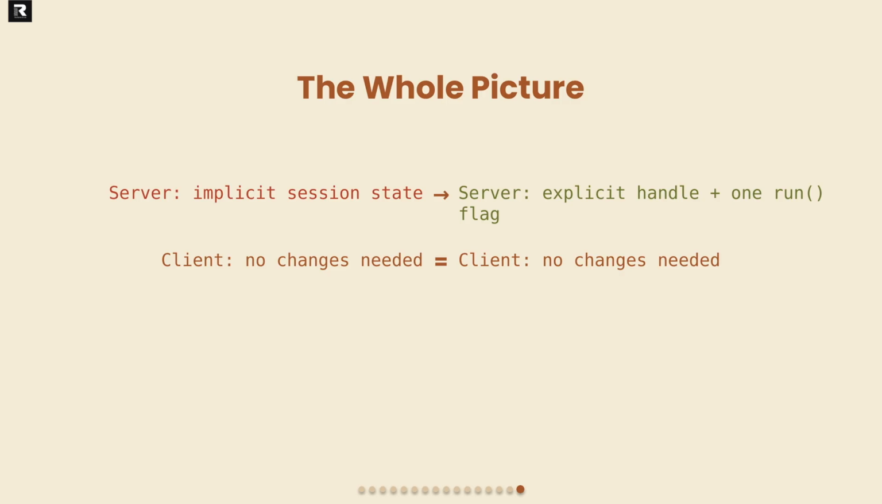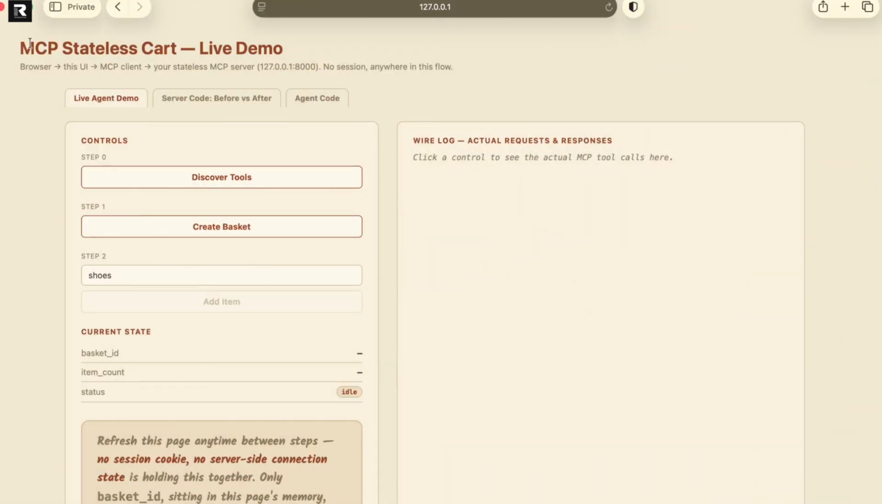So here's the full picture. The server picks up one new runtime flag and a handle-based pattern in its application logic. The client picks up nothing. It's the same code, unmodified, talking to a completely different kind of server underneath. Everything in this video so far has been code and diagrams. Here's the same thing actually running.